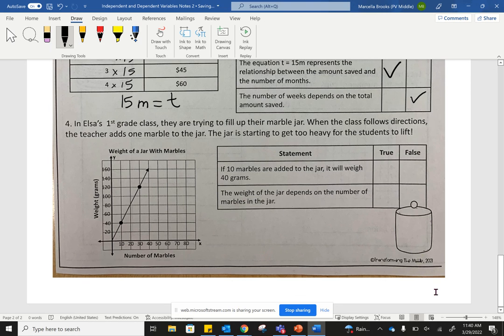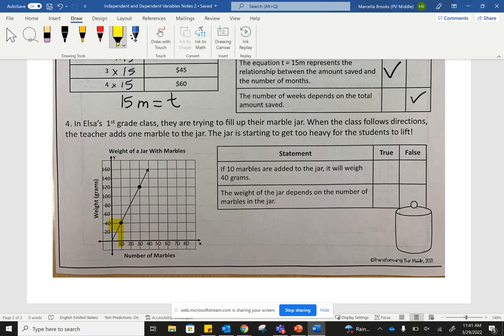Okay, so in Elsa's first grade class, they are trying to fill their marble jar. When the class follows directions, the teacher adds 1 marble to the jar. The jar is starting to get too heavy for the students to lift. Okay, so right off the bat, I'm going to label my points. So let me get my highlighter.